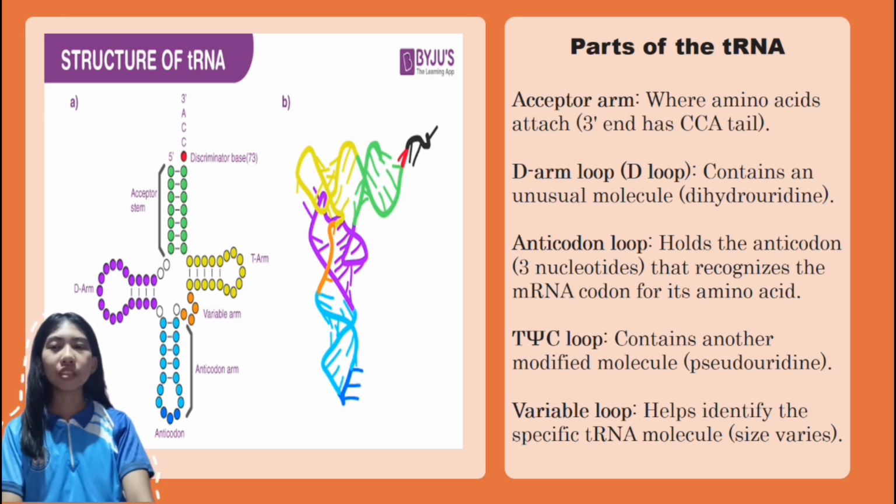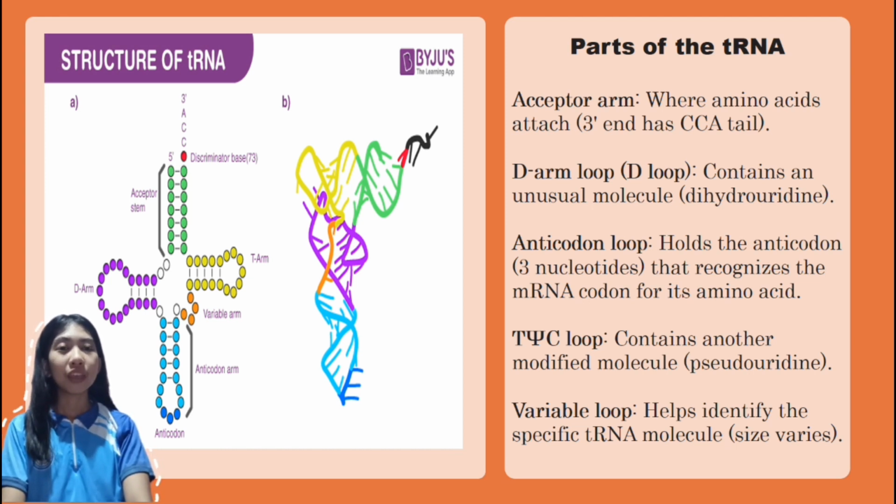The second part is the acceptor stem or the acceptor arm. It has a 7 to 9 base pair stem and the 3' terminal nucleotide which contains the code CCA. That code is located in the upper right corner, which is used to attach the amino acids. The next part is the D-arm loop or the D loop. It is a 4 to 6 base pair stem ending in a loop that often contains an unusual molecule called dihydrouridine.